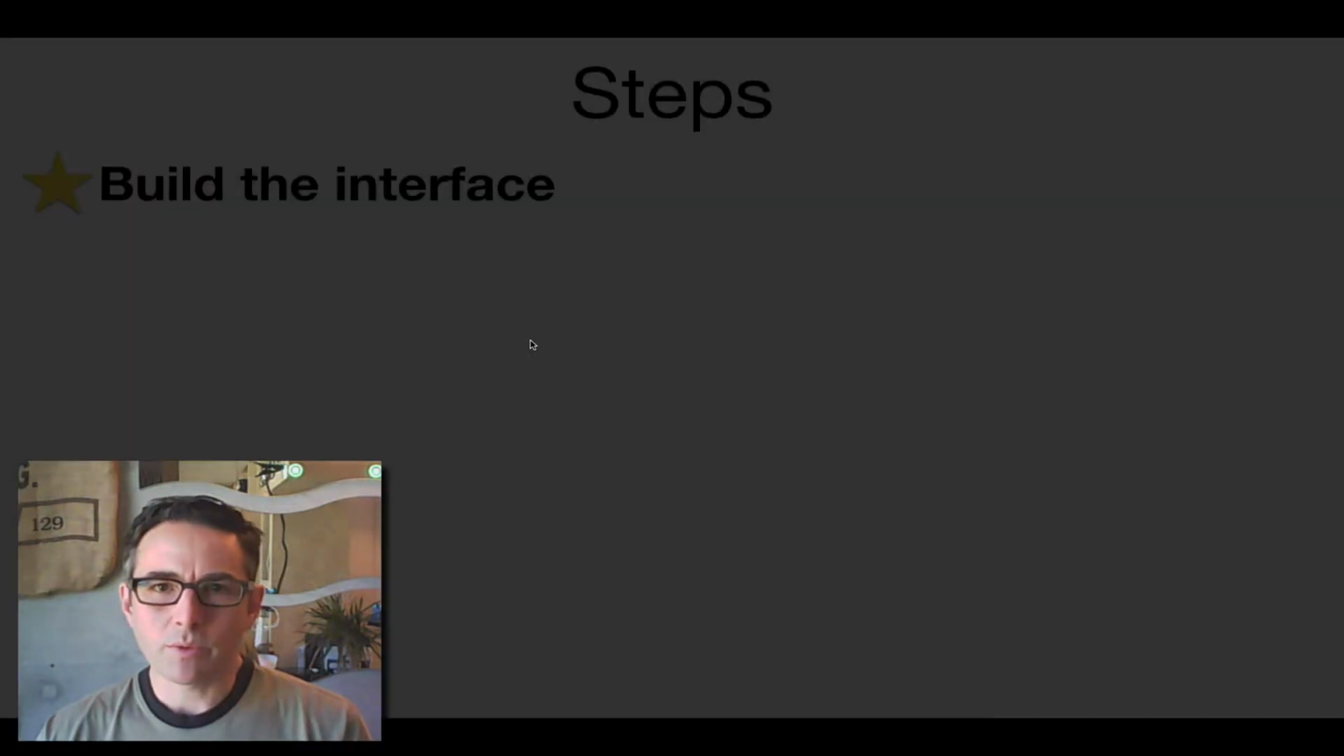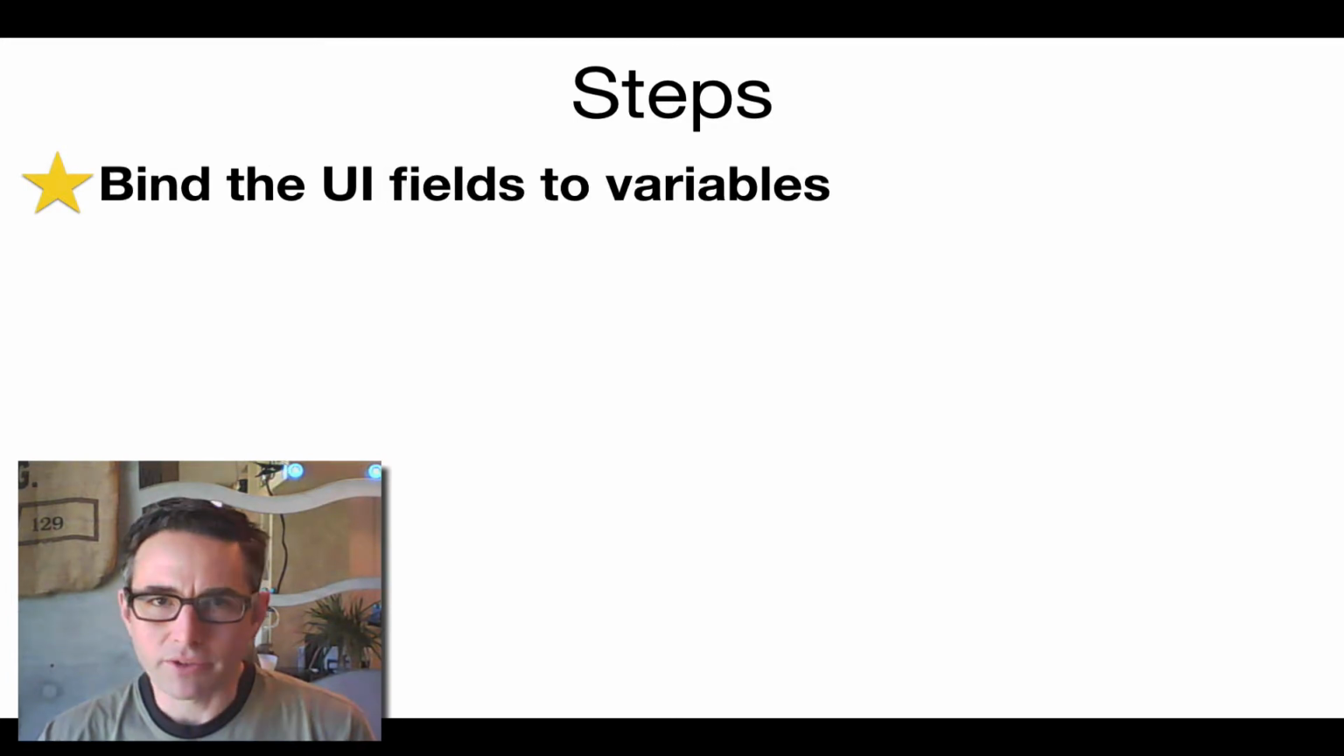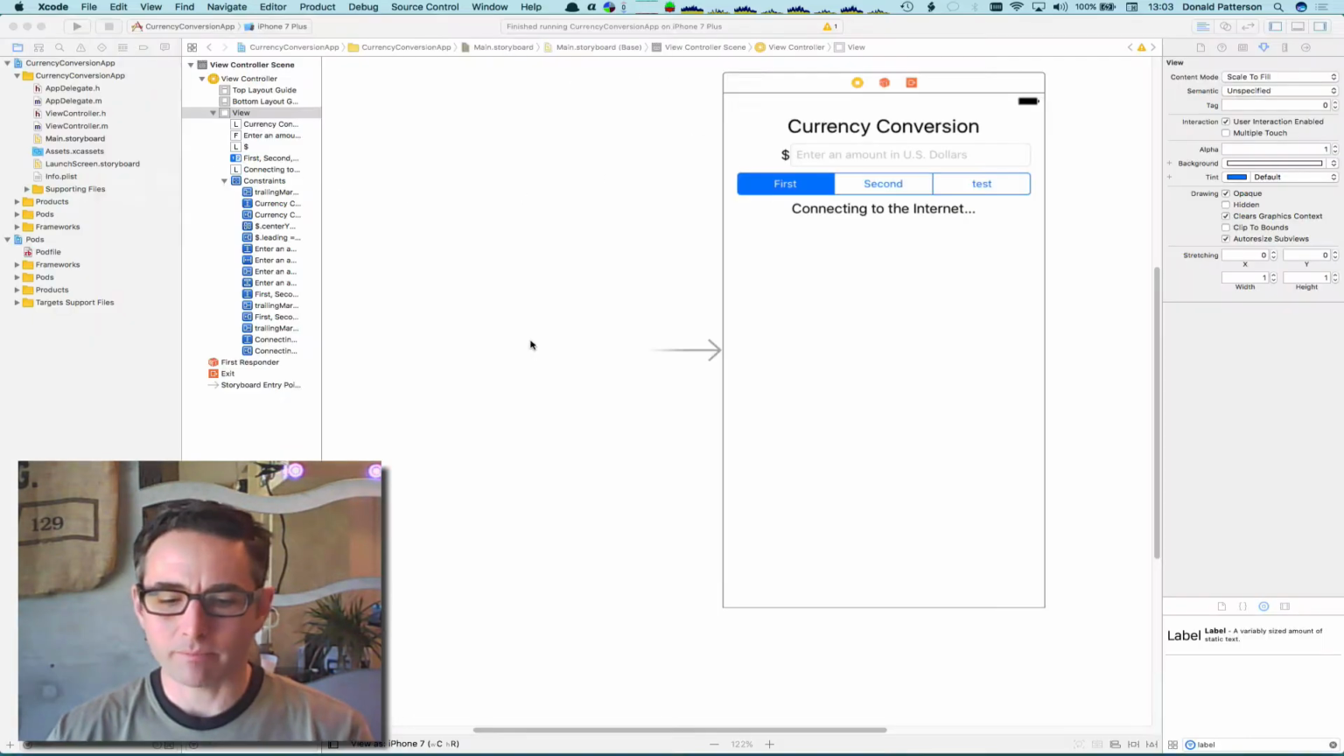So what we did is we just built our interface. That went pretty well. Now what we need to do is bind the UI fields to variables so that we can access them. And that's going to require starting to edit some code. So let's do that as our next step.